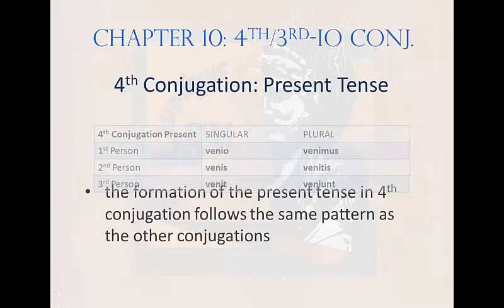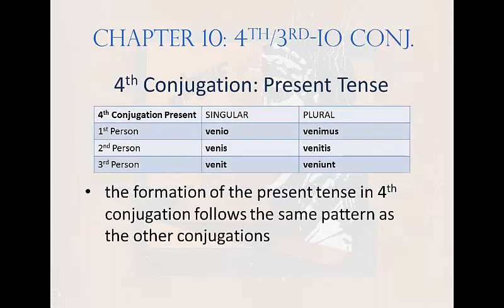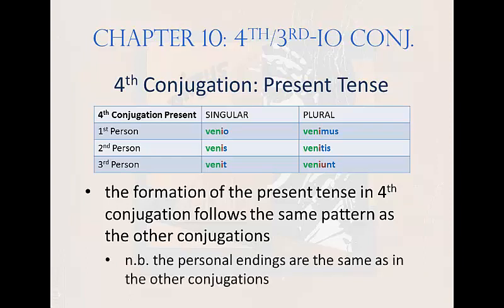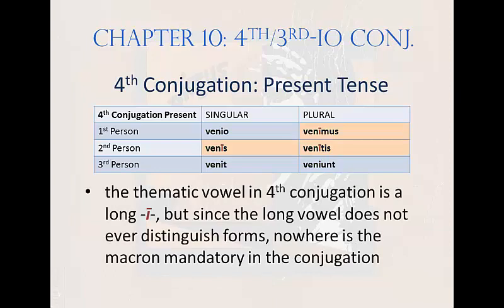The formation of the present tense in fourth conjugation follows the same pattern as the other conjugations. To a fourth conjugation verb base is added a thematic vowel, in this case I, and onto that are appended personal endings. Those personal endings are the same we've seen in the other conjugations. Though the thematic vowel in fourth conjugation often shows up as a long I, nowhere is the long mark mandatory, because it does not distinguish one form from another.